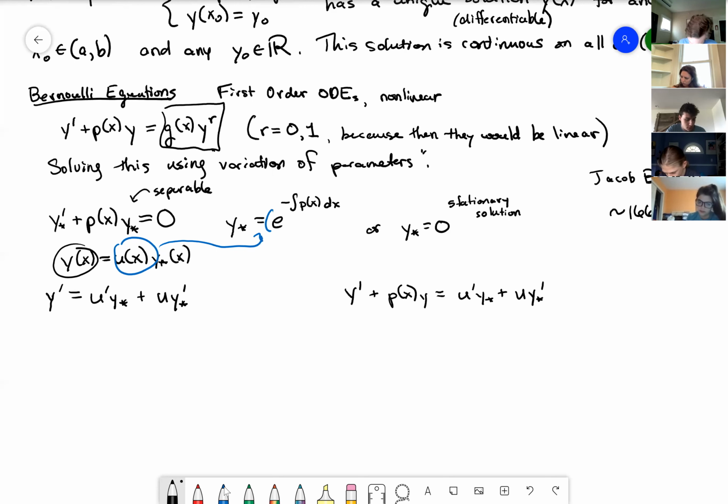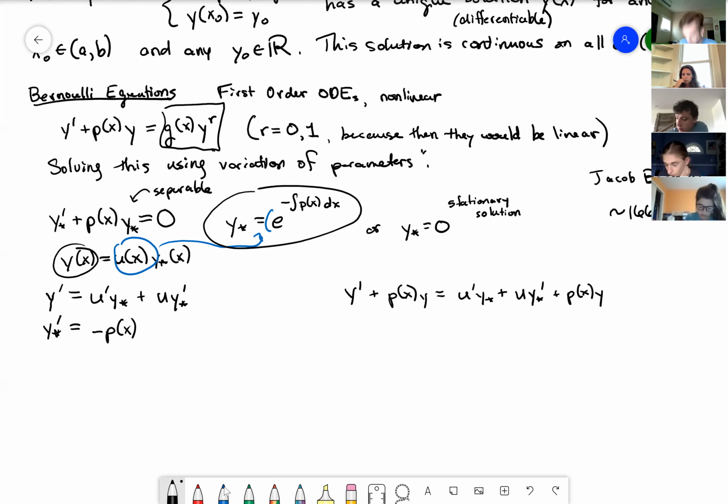And we actually know what y star prime is. Oh, I should write the plus p of x. We know what y star prime is because that's this. So what we get is minus, take the derivative of e to the x, it's just e to the x multiplied by the derivative of what's inside. The derivative of the integral is, of course, minus p of x. And the original thing was e to the minus integral of p of x dx, which is just minus p of x y star.